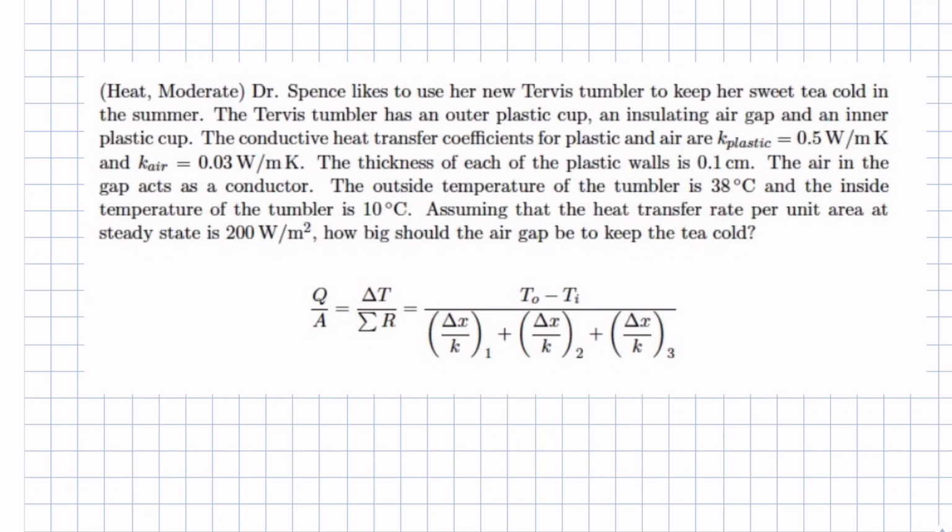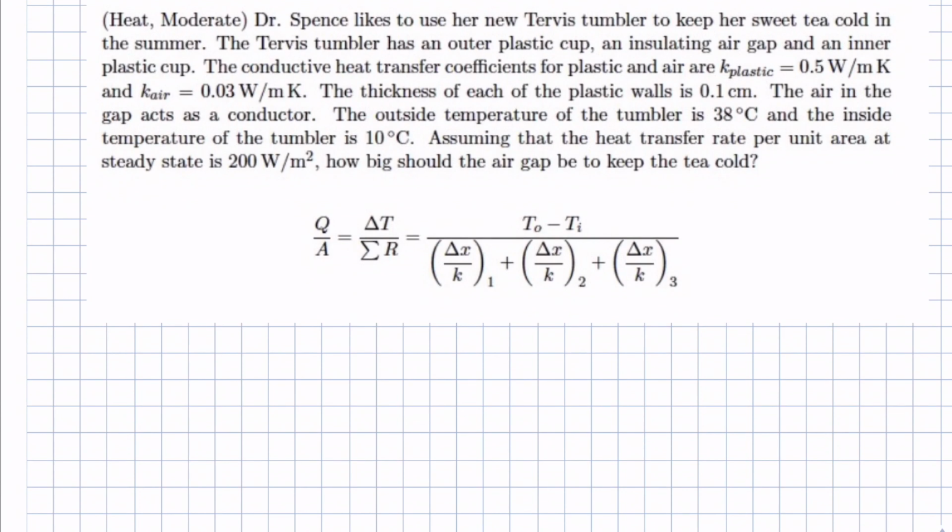Okay, here's a review problem for the final exam. This is a heat transfer problem. It involves a tumbler, to keep your iced tea cold in the summer. And the thing to think about here is that there's a plastic layer, and we're given the thickness of that is 0.1 centimeters. And then there's an air gap, and then another plastic layer.